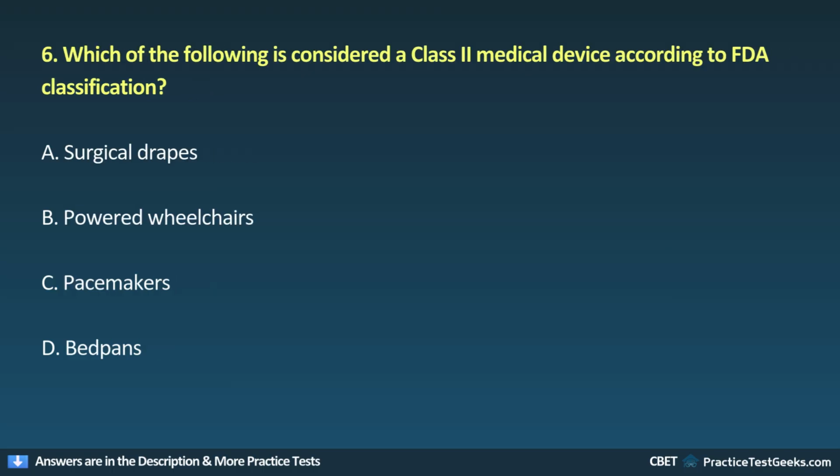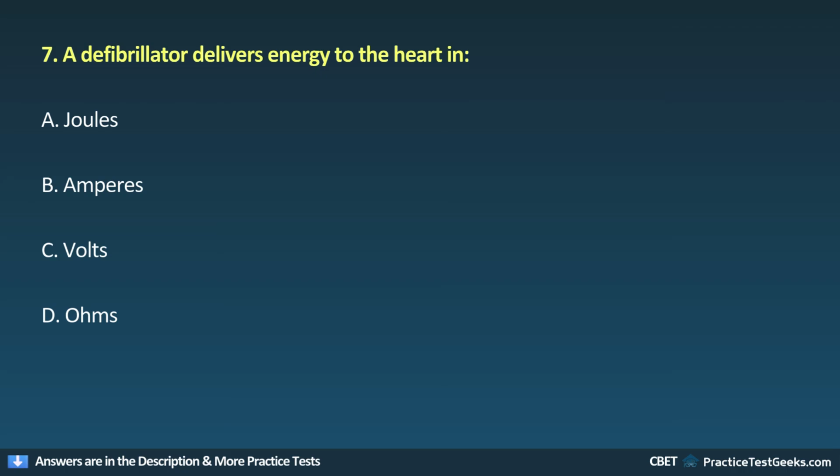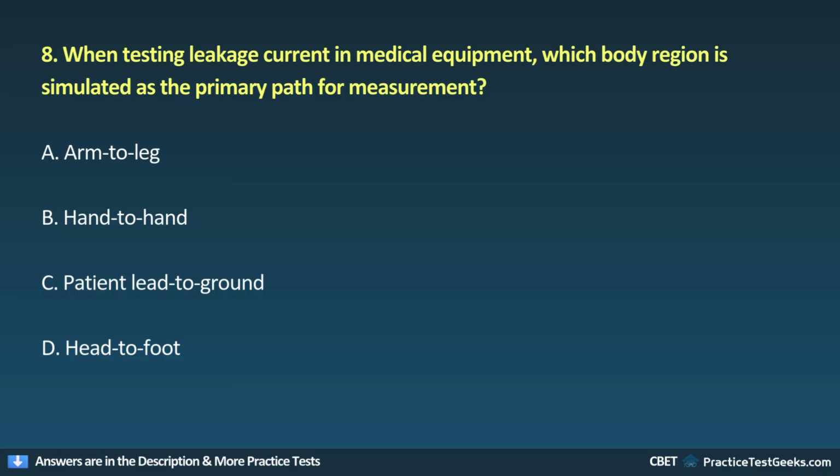6. Which of the following is considered a Class II medical device according to FDA classification? A. Surgical drapes. B. Powered wheelchairs. C. Pacemakers. D. Bedpans. 7. A defibrillator delivers energy to the heart in A. Joules. B. Amperes. C. Volts. D. Ohms.